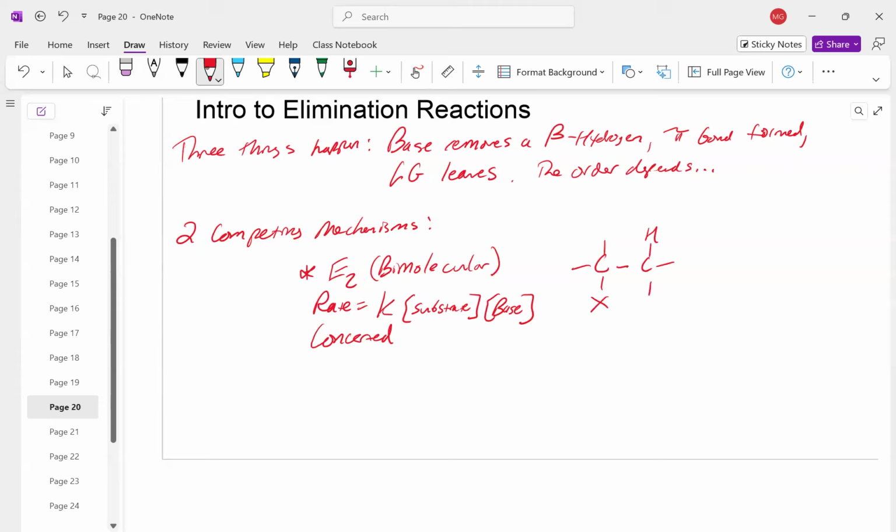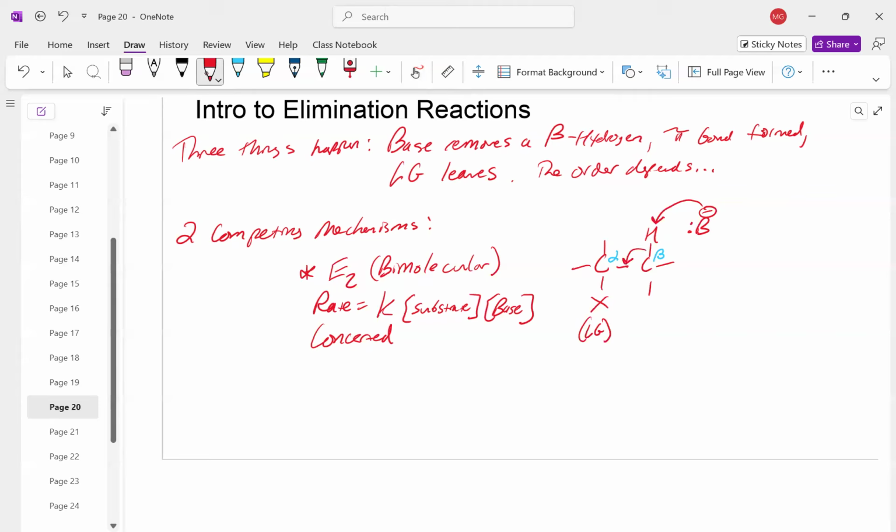So in an E2, a base is going to pull off a hydrogen next to the leaving group. It's a hydrogen on a carbon next to the leaving group. So here's my leaving group here. And adjacent, if this is the alpha carbon, this is the beta carbon, and the base is always going to go after a beta hydrogen.